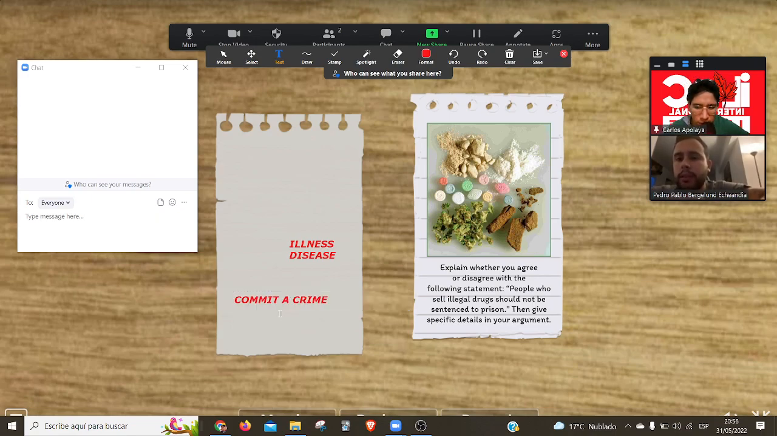I strongly believe that a punishment like going to prison is too drastic. Okay. So I want to make sure that you know the difference between illness and disease.